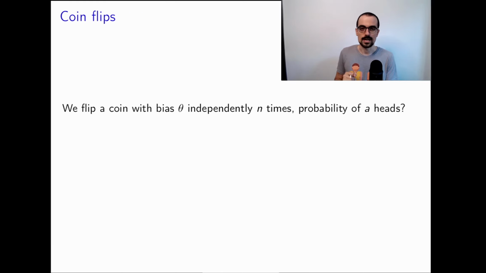Okay, let's go to a more interesting case. Imagine that I have a coin that has bias theta, meaning that the probability of heads is theta, and I flip it independently n times. What is the probability of getting a head? This is going to allow us to derive a very famous distribution.